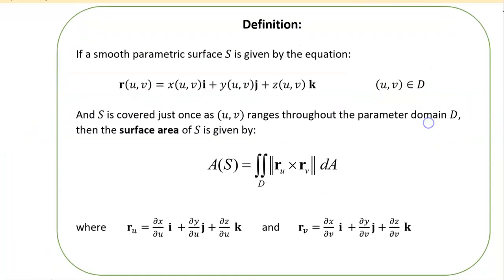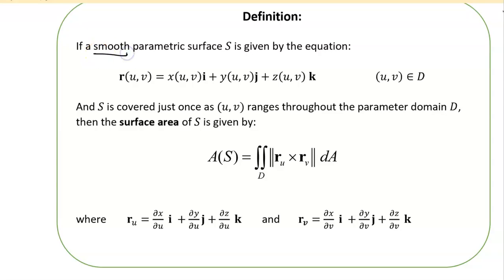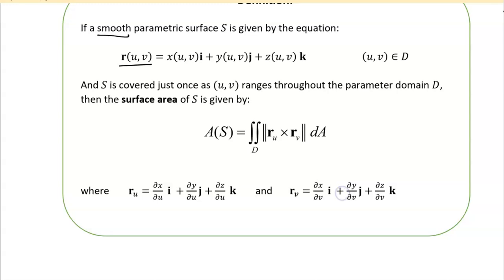So we'll go to our definition. If a smooth parametric surface S is given by our vector valued function R of two variables U and V, where U and V are in some domain D, and S is covered just once as UV ranges throughout the parameter domain D. So we don't want things like covering up itself. We don't want like a cylinder where you're wrapping paper around it over and over and over again. We just want to cover it once.